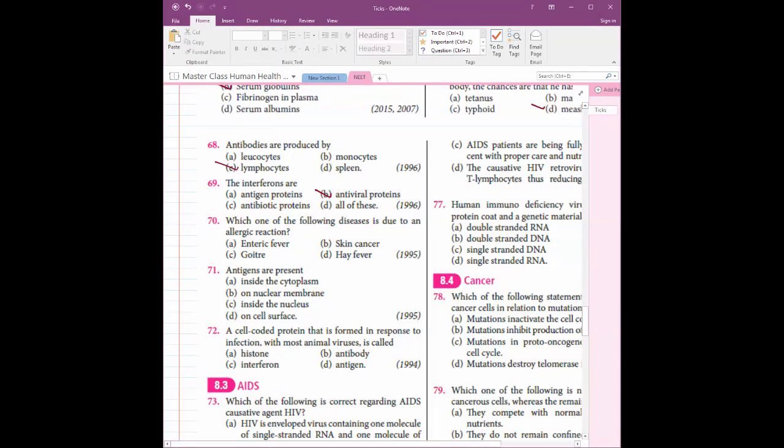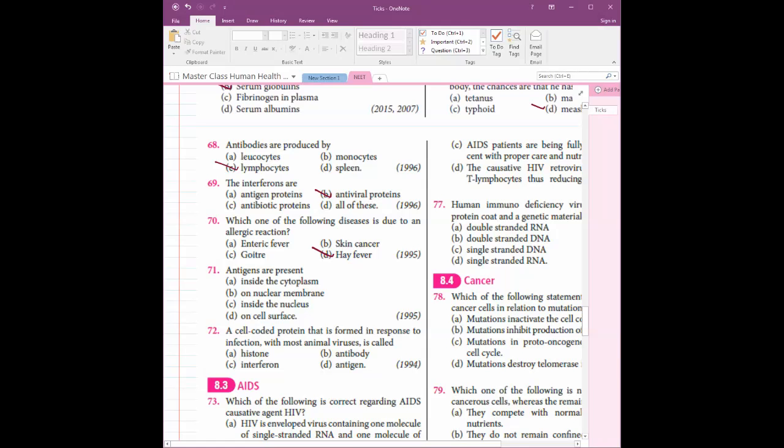Okay. Next one, guys, which one of the following diseases is due to an allergic reaction? Now just see, enteric goiter, skin cancer, hay fever. What do you think, guys? I just now told you. Yes, very nice. All those who have messaged, they are right. It is hay fever.